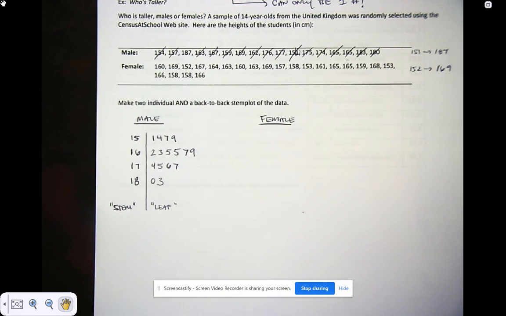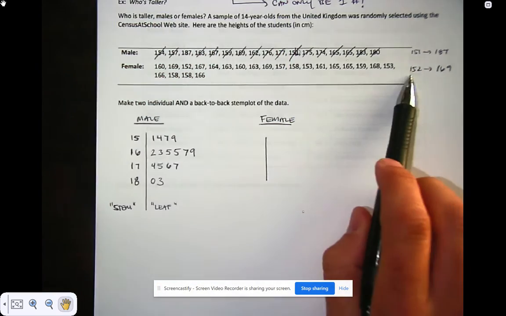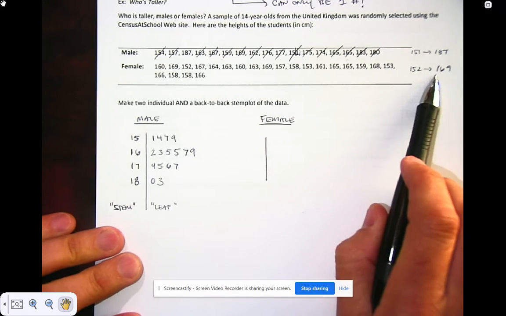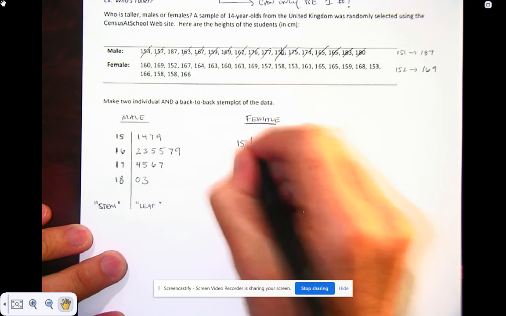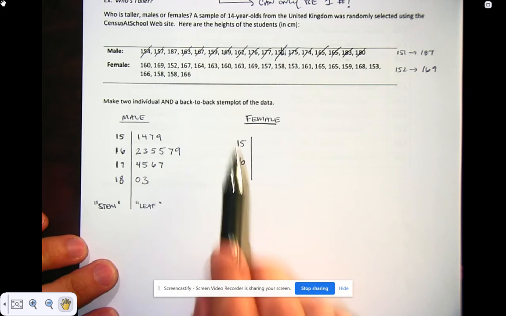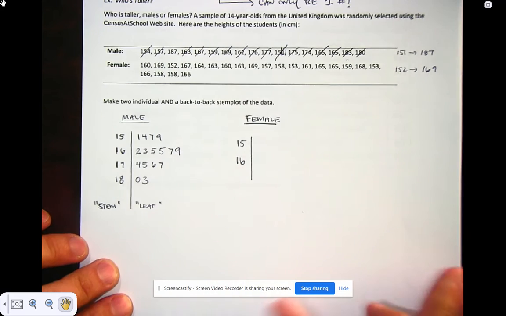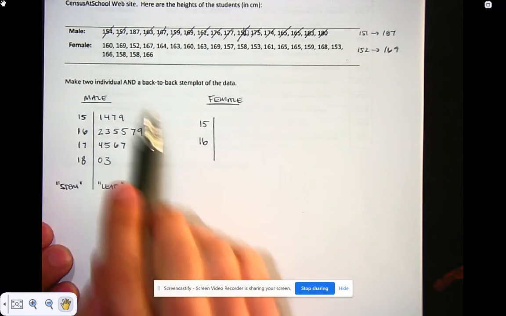Okay, and so the female is going to be interesting because if you draw on your same line here, you can see that we're only going to have a stem of 15 and then it maxes out at 16. Okay, and so if you write this down, we're going to have lots of string of numbers here because we only have 2 stems, and we'll talk about how we could fix that if we wanted to and do it a different way. But for now, let's just keep it the same.